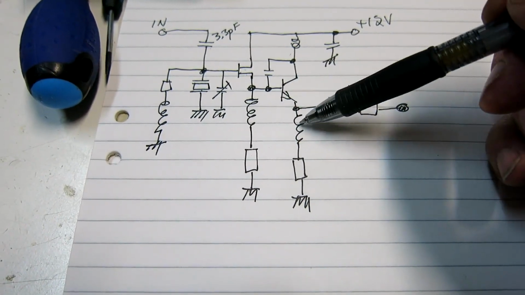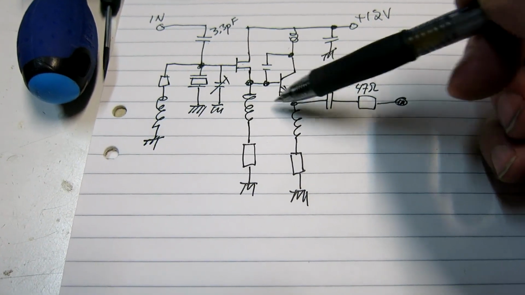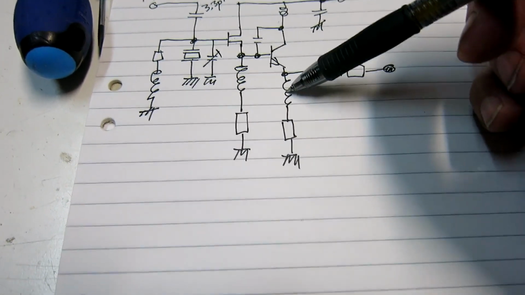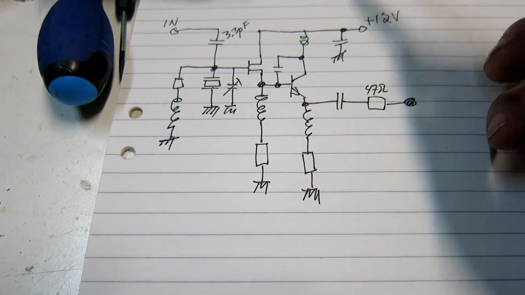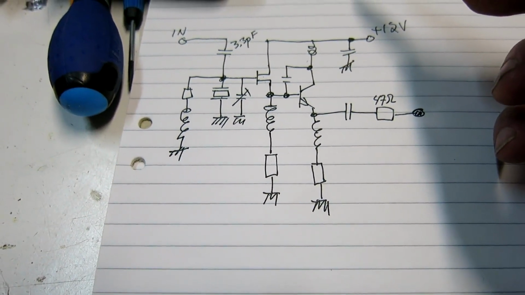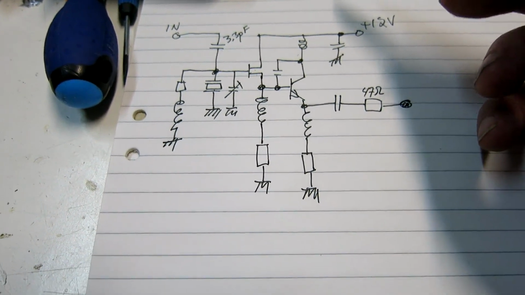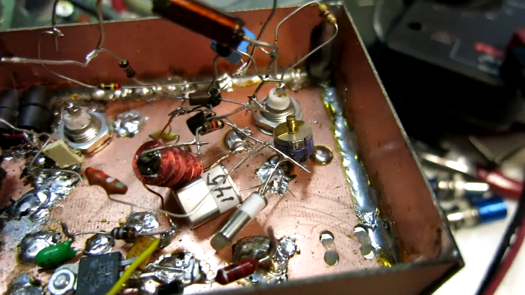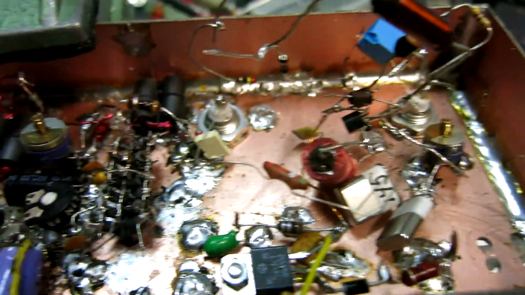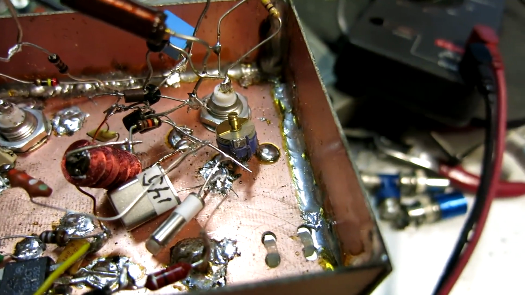There are inductors in the source and in the emitter of the bipolar emitter follower, and I'm looking at the performance of this thing in a very ugly hookup, as you can see here. Well, what you see here is some other experiments.